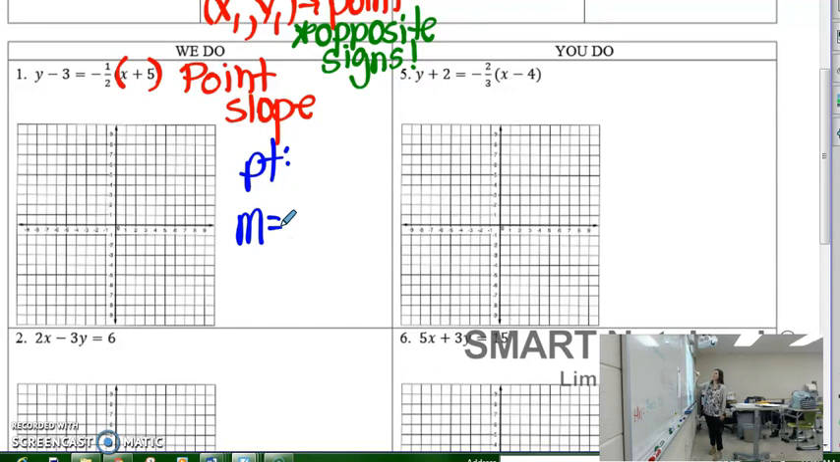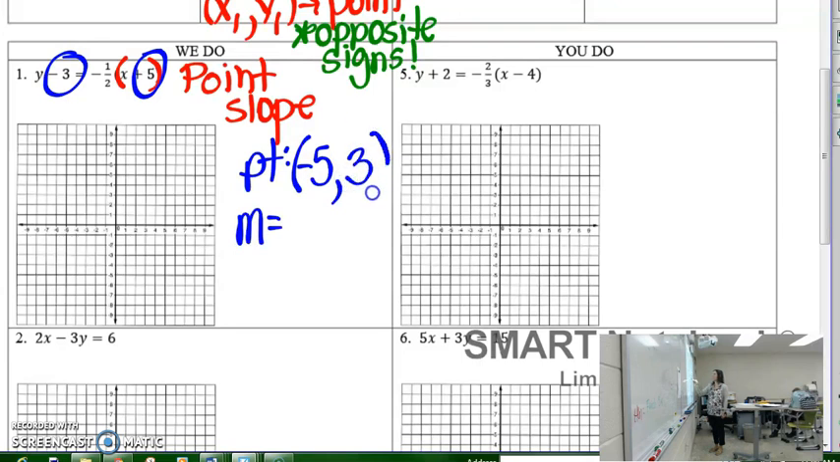So my point, I have this 5 here with my x. It's a positive 5 in the equation, so it's a negative 5 in my ordered pair. And I have this minus 3 in my equation. So with my y goes my y value of a positive 3. So my point where I'm going to start is negative 5, 3. I'm going to go ahead and plot that on my grid. 1, 2, 3, 4, 5. 1, 2, 3. Negative 5, 3.